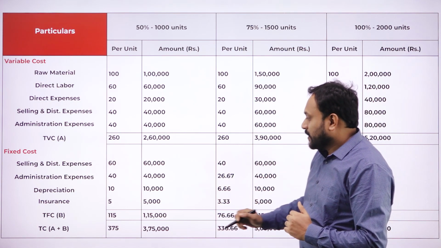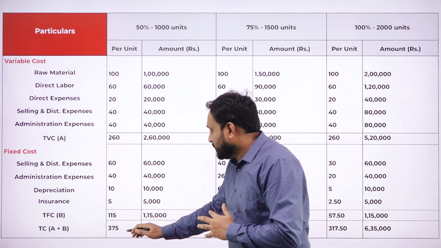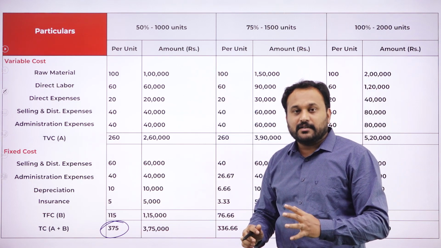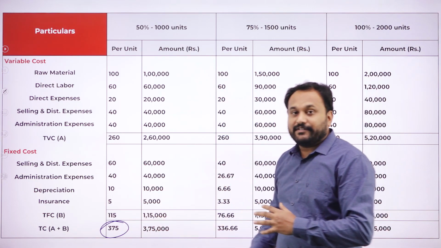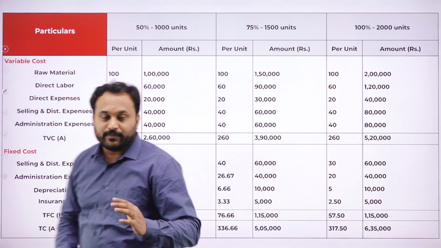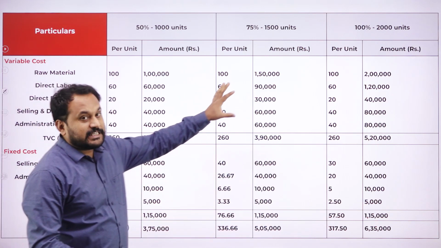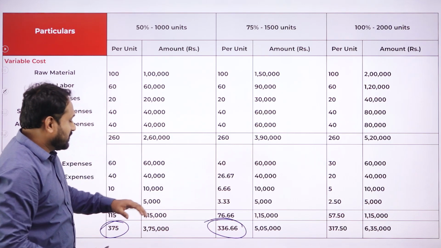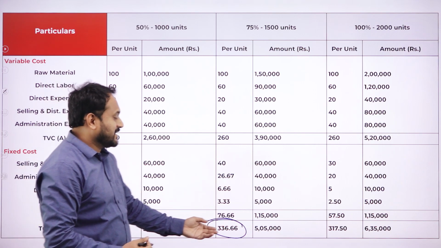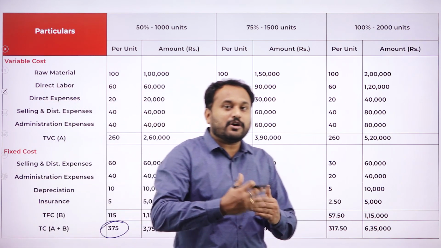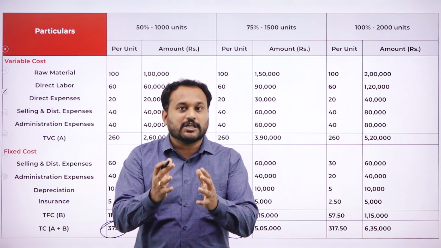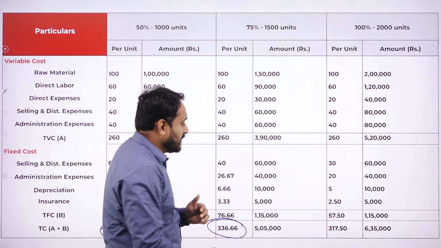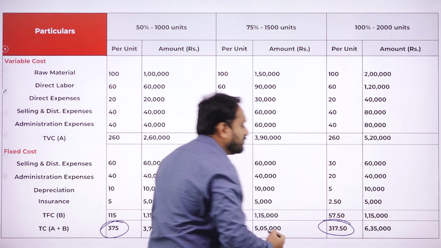For example here, total cost is how much? 375. So if you produce at 50% capacity, you are incurring 375 rupees per unit. The same way, if you go with 75% production, the total cost is now less, that is 336.66 paisa. That means the more you manufacture the product, the total cost will be less. And now when you come to 100%, it is 317 rupees 50 paisa.